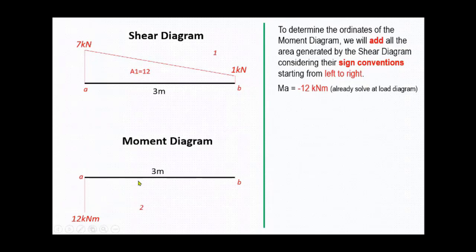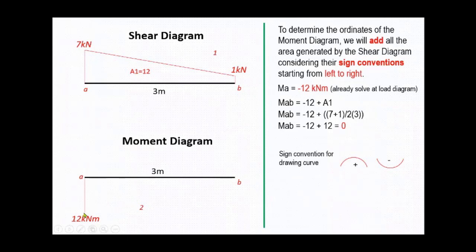Then, moment AB, A to B, is equal to the previous moment, which is negative 12, plus area 1, or the area from A to B at shear diagram. Therefore, MAB equals negative 12 plus the area of trapezoid. So 7 plus 1 equals 8, then divided by 2 equals 4, times the length, which is 3. So times 3, therefore MAB equals negative 12 plus 12 equals 0. Now, we will draw a curved line in the moment diagram A to B from negative 12 to 0 at point B.